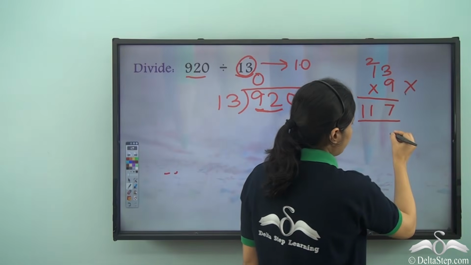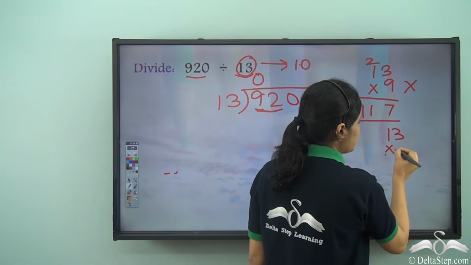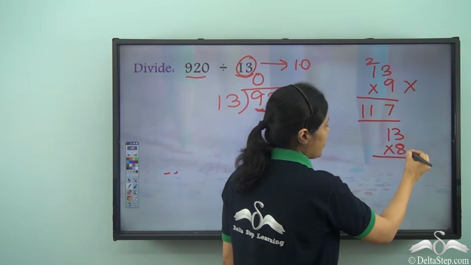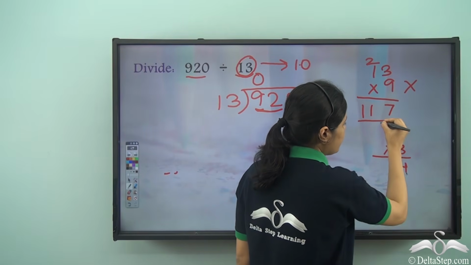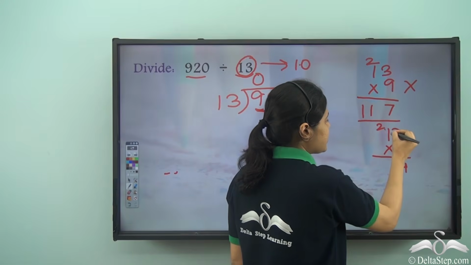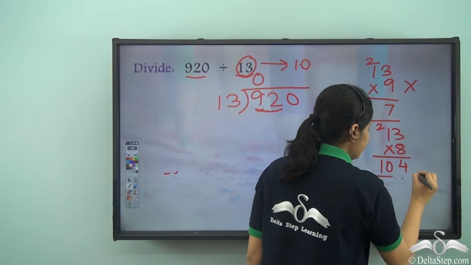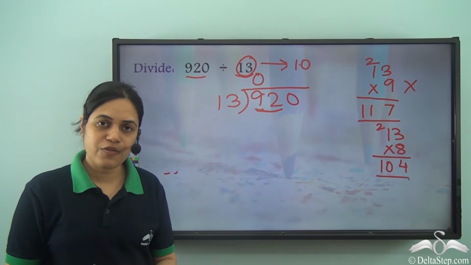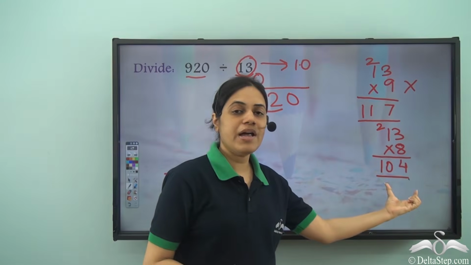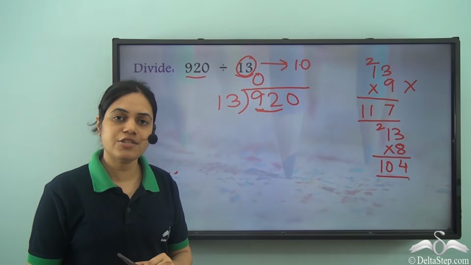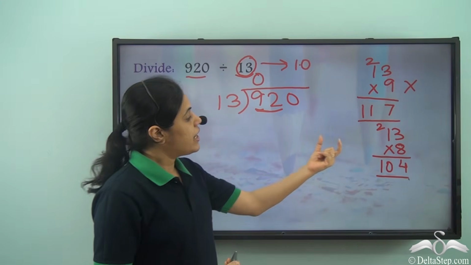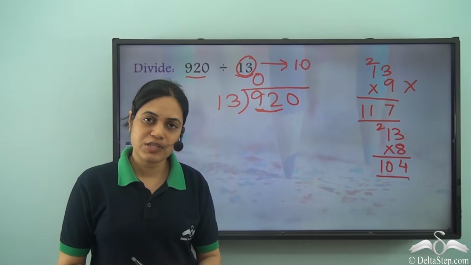So I will try out 13 into 8. Now 8 into 3 is 24. 2 carry. 8 into 1 is 8. 8 plus 2 is 10. So I have 104. Now once again 104 is greater than 92. So even 8 times is not possible.